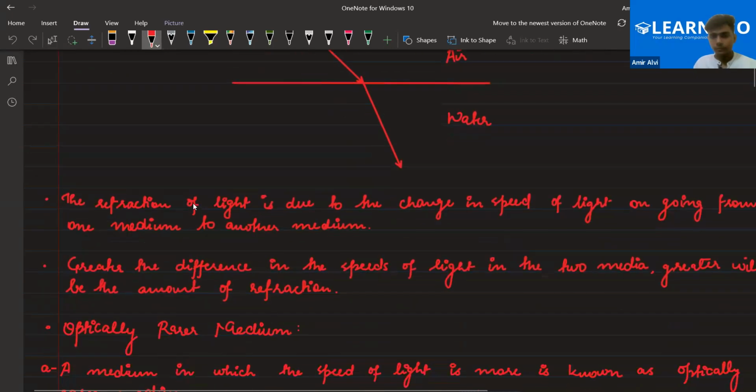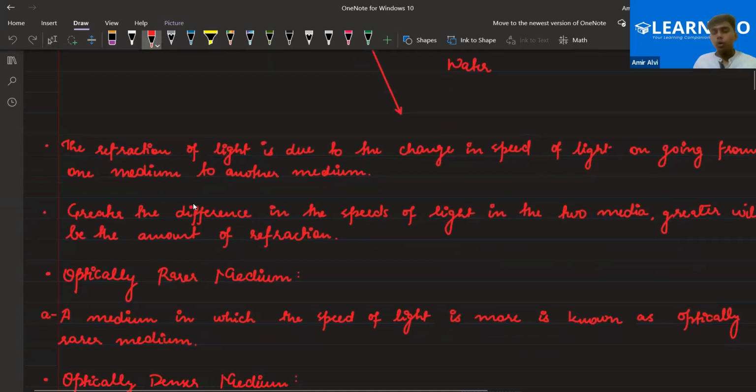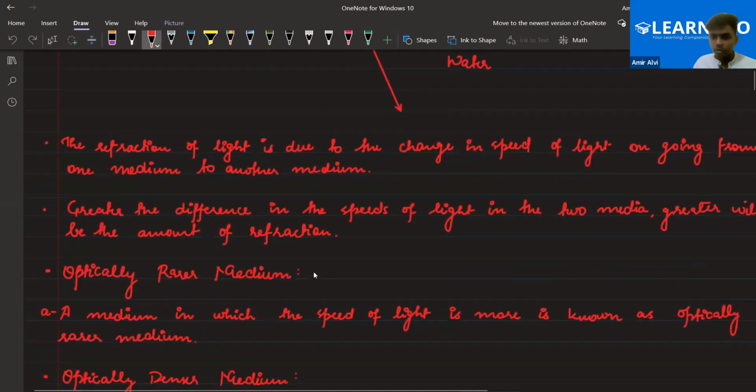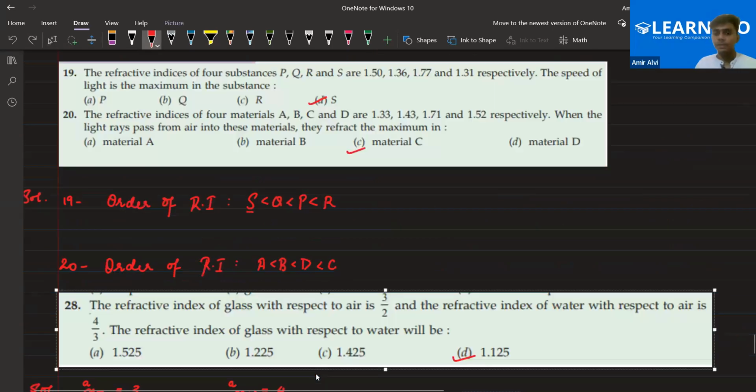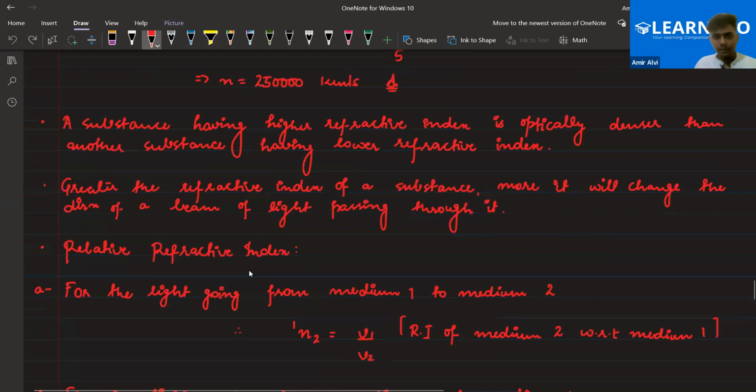Now let's understand what is optically rarer medium and what is optically denser medium, because these two terms will come up when you study refraction. The whole of refraction is based on these two terms, rarer medium and denser medium.